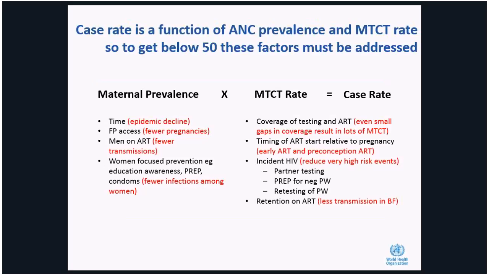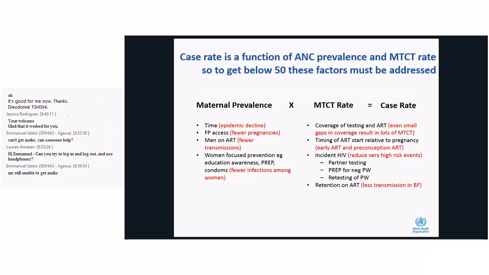So the first is time. We will see an epidemic decline, and that will have an impact on maternal prevalence, especially as the current cohort of young women age out of their childbearing years. The second is family planning access. If you have fewer pregnancies, then you have fewer HIV-positive pregnant women.